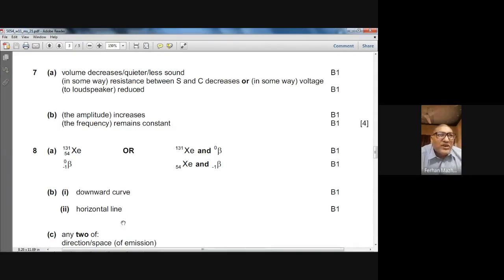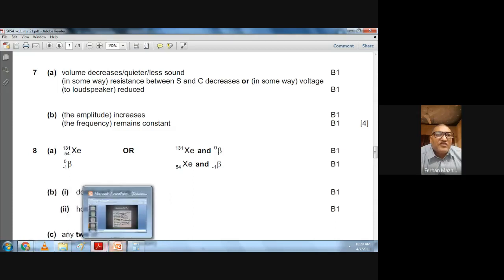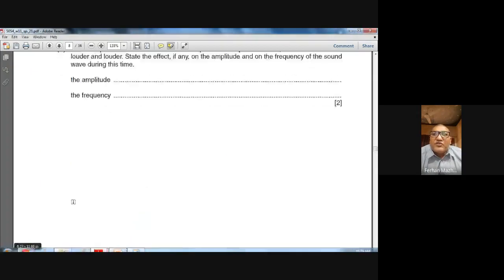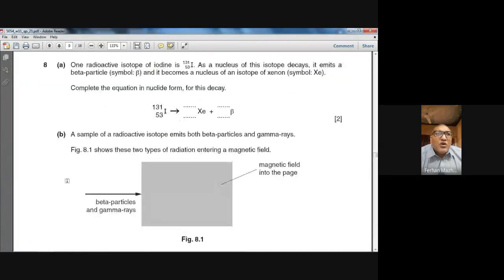So by this, we are done with question number 7 of this paper. So we are moving to question number 8. One radioactive isotope of iodine is iodine 53-131. As a nucleus of this isotope decays, it emits a beta particle, symbol B, and it becomes a nucleus of an isotope of xenon, symbol ZXe. Complete the decay equation in nuclear form for this decay.